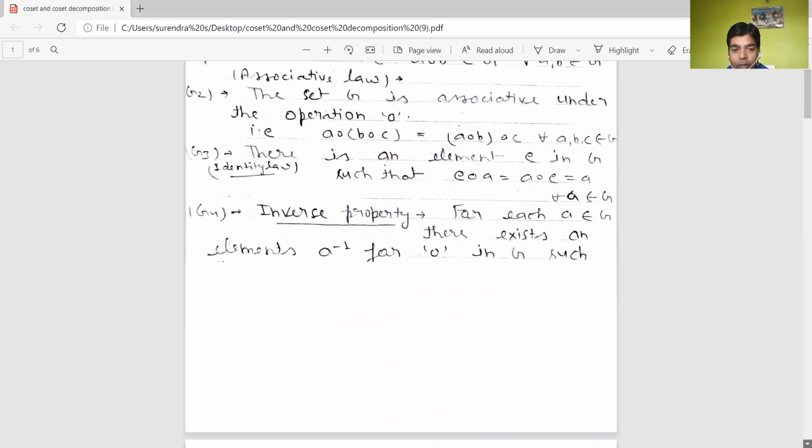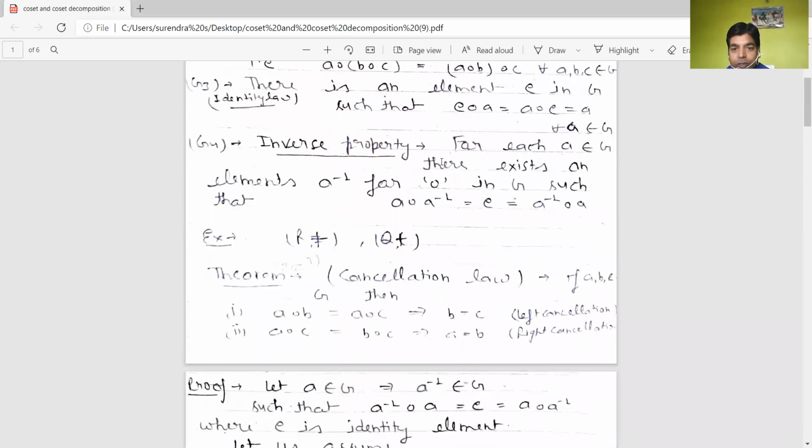Now the next property, existence of inverse. For each A belonging to G, there exists an element A inverse in G such that A operation A inverse is equal to E is equal to A inverse operation A. For example, (R, +) and (Q, +). This was the review of the last video lecture. Now today's topic.